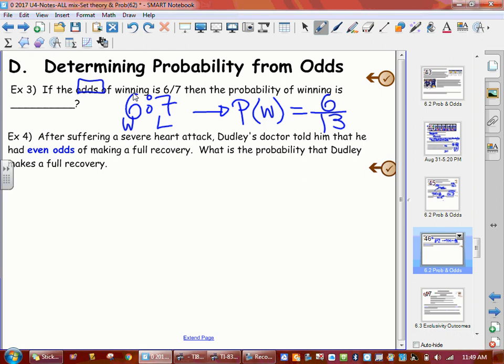Dudley, after suffering a severe heart attack, his doctor told him that he had even odds of making a full recovery. So what does even odds look like? 1 to 1. Good. So what is his probability of a full recovery?